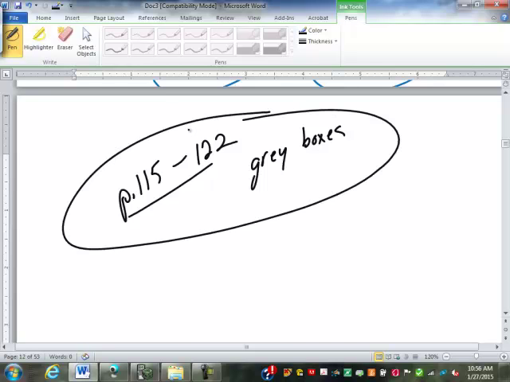So the gray boxes in that packet. Then there's another packet. In the second packet, it'll just be the odd numbered problems. And I'll hand those packets out and I'll explain it a little bit more in just a second.